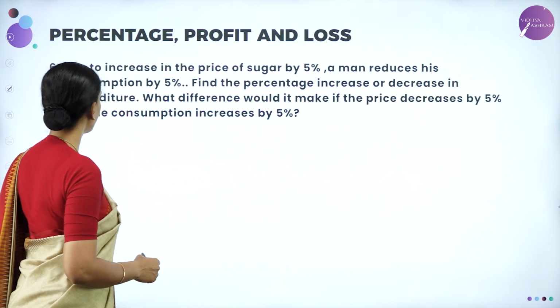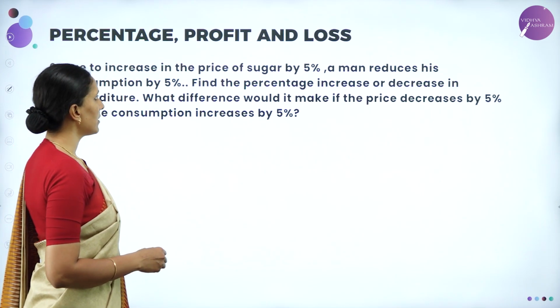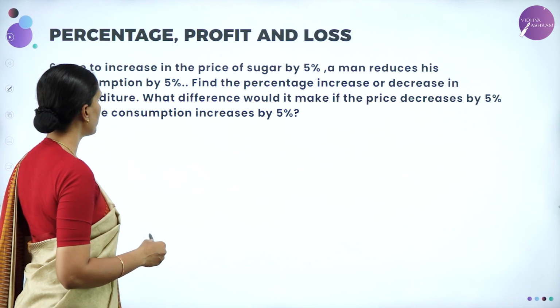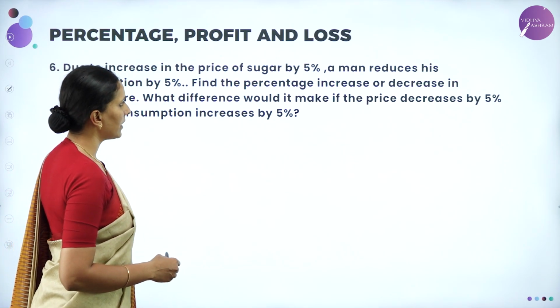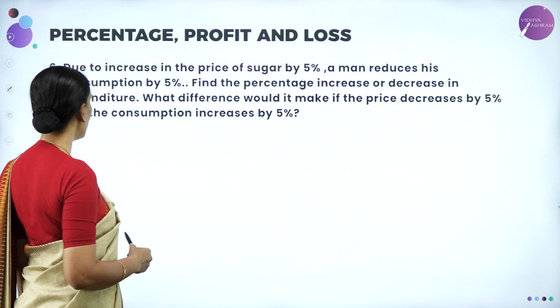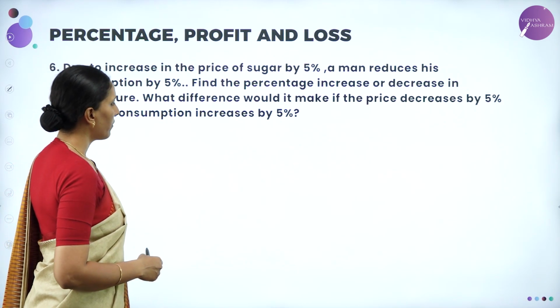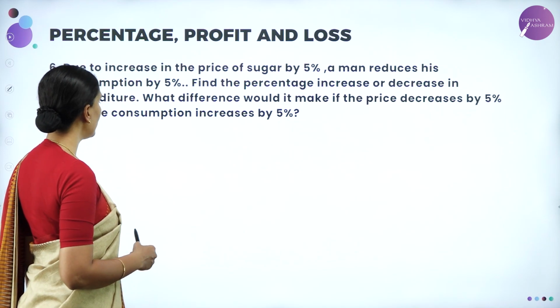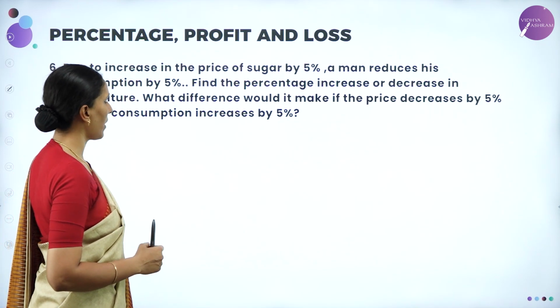Next question. Due to an increase in the price of sugar by 5%, a man reduces his consumption by 5%. Find the percentage increase or decrease in the expenditure. What difference would it make if the price decreases by 5% and the consumption increases by 5%?